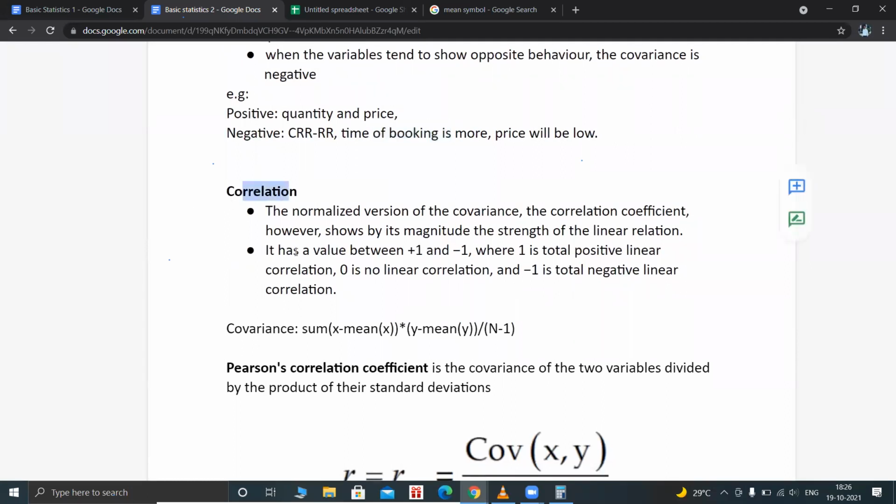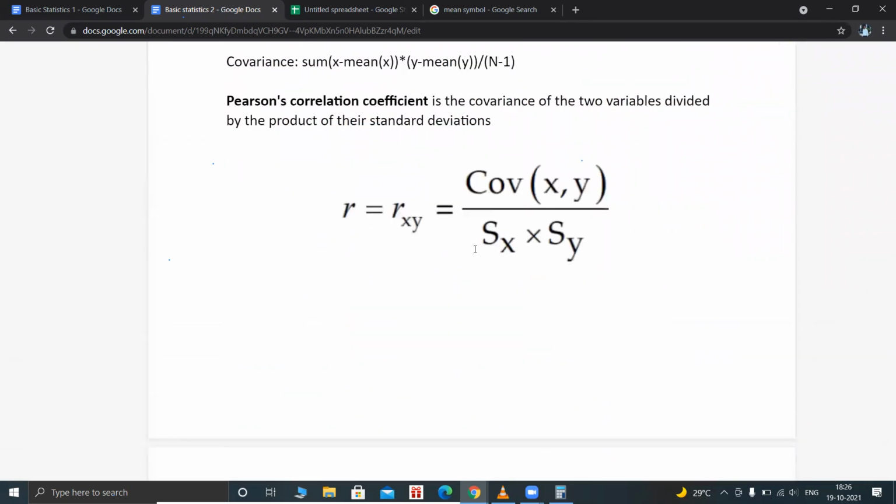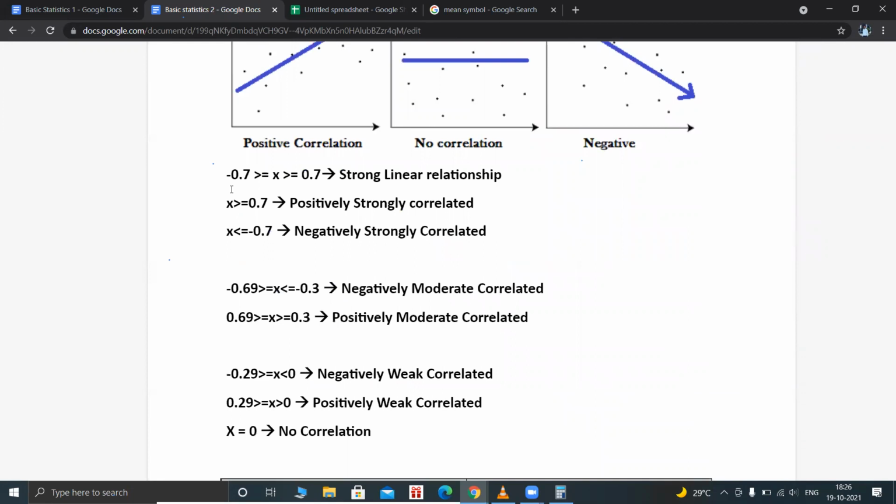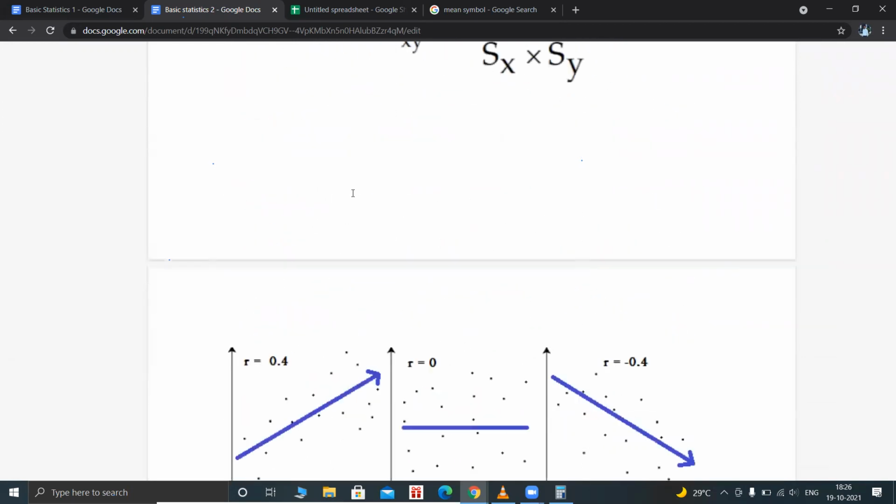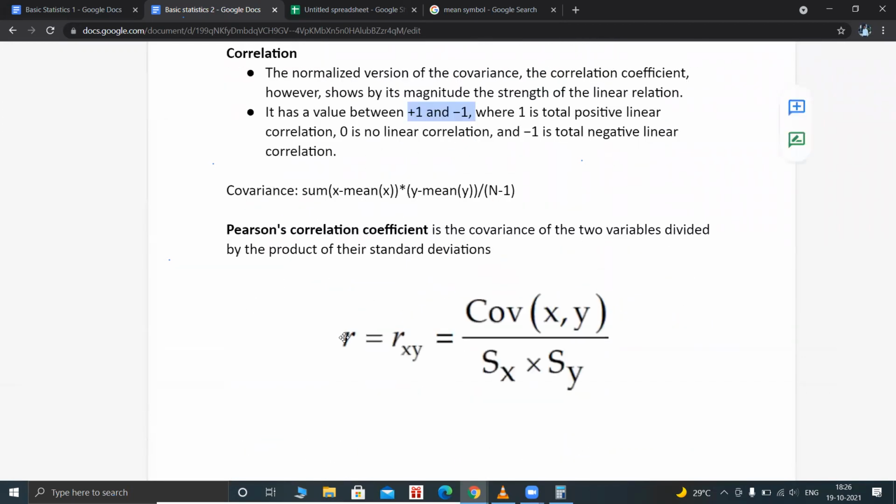The next thing is correlation, right? Correlation will give you the exact figure of how the values are correlated. See guys, this is how you can find the correlation value. There is one coefficient, called the Pearson correlation coefficient, and this is how you can calculate that.